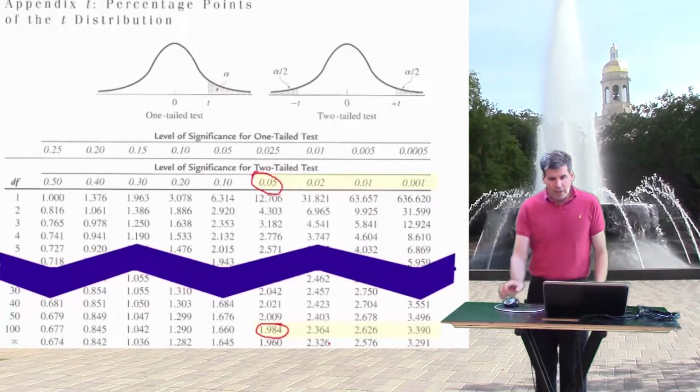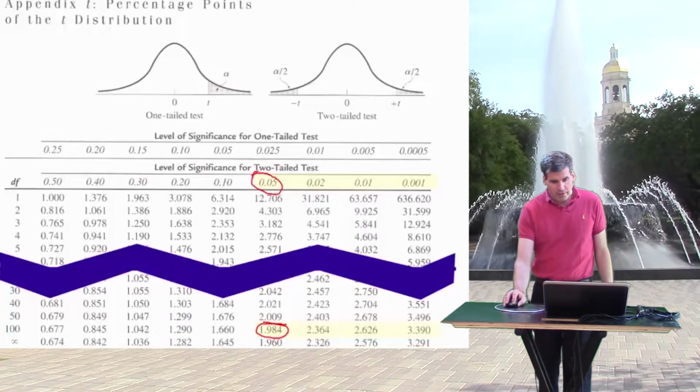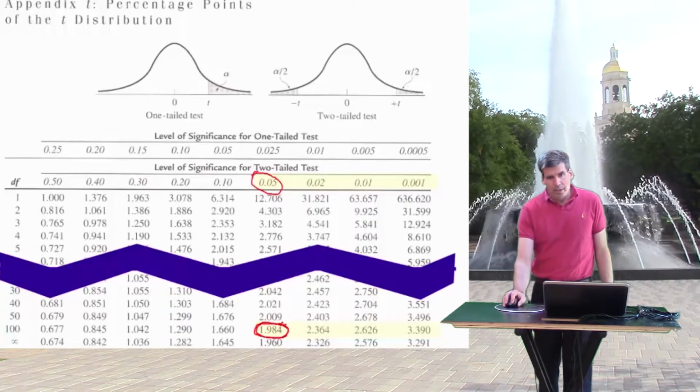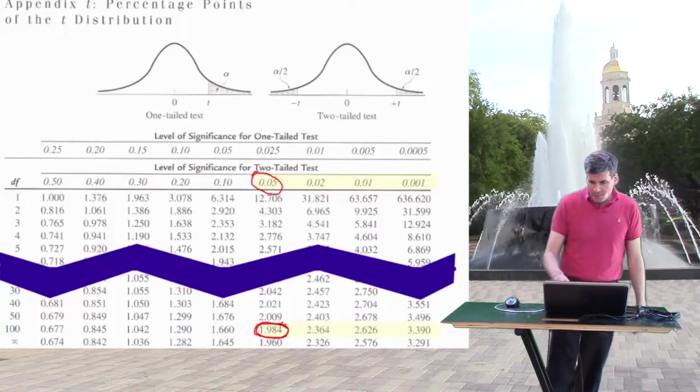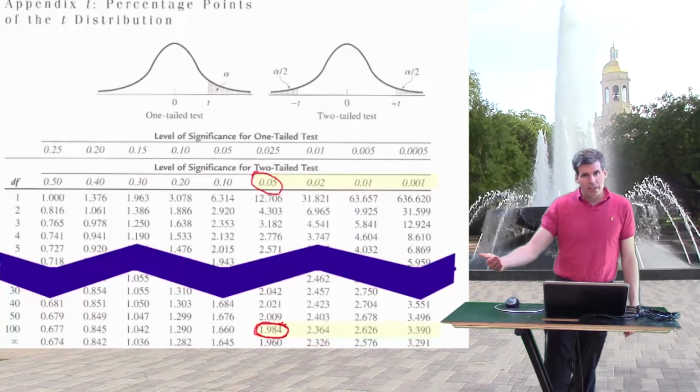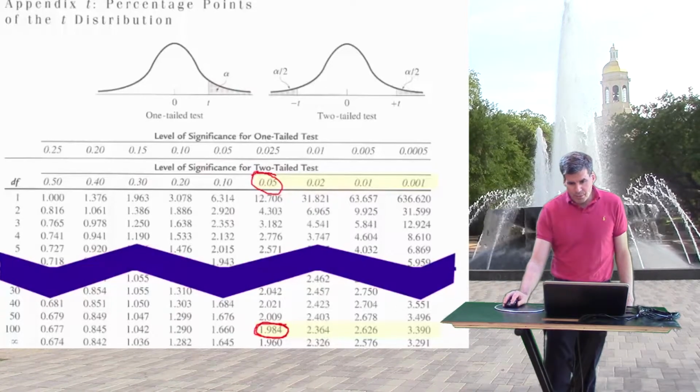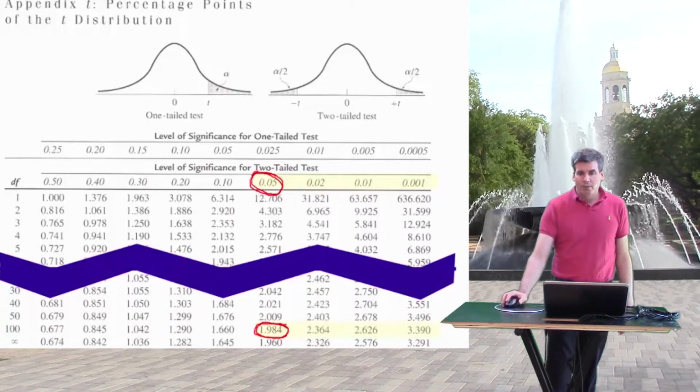So that 0.05 critical value gives you the cutoff that tells you 95% of the cases will be smaller, 5% will be greater. And because I want the 95% confidence interval, we'll use P as the 0.05 critical value.